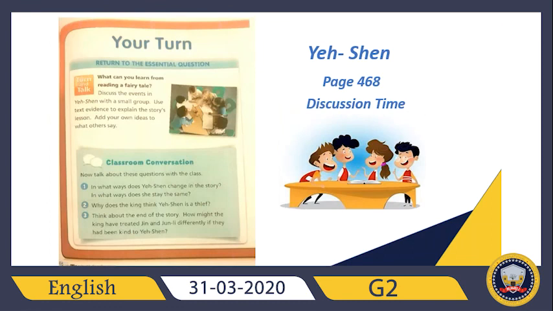It is discussion time. What can you learn from reading a fairy tale? Discuss the events in Yeshin with a small group. Use text evidence to explain the story's lesson. Add your own ideas to what others say. You can talk about these questions. In what ways does Yeshin change in the story? In what ways does she stay the same? Why does the king think Yeshin is a thief? Think about the end of the story. How might the king have treated Jin and Junli differently if they had been kind to Yeshin?